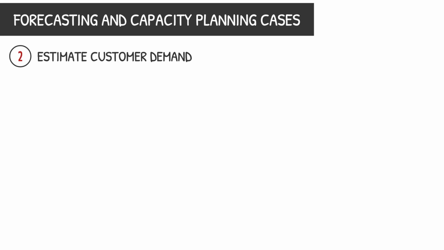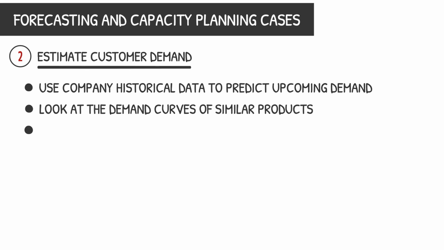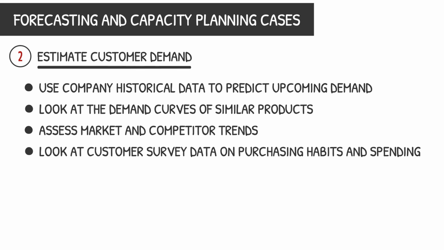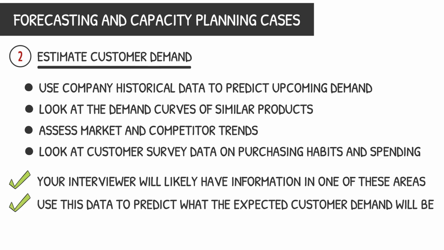Step 2. Estimate customer demand. The next step is to estimate customer demand for the product. There are many ways that you can do this. You can use company historical data to predict upcoming demand. You can look at demand curves of similar products. You can assess market and competitor trends, or you could look at customer survey data on purchasing habits and spending. Your interviewer will likely have information in one of these areas. Use this data to predict what the expected customer demand will be.